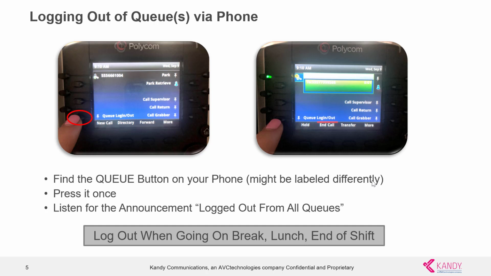If you also need to see if you're logged in visually or if you need to see how many calls are waiting, those are things that are done through the Softclient or a wallboard that could be put somewhere in the vicinity of your work area for you to be able to see.